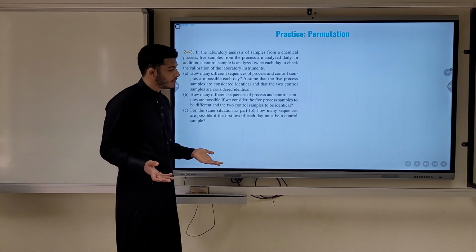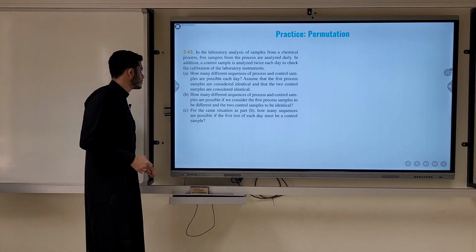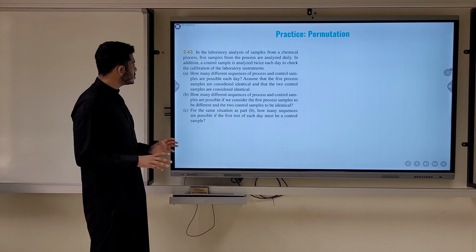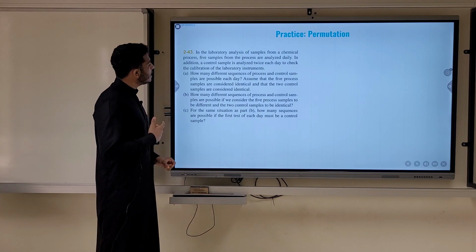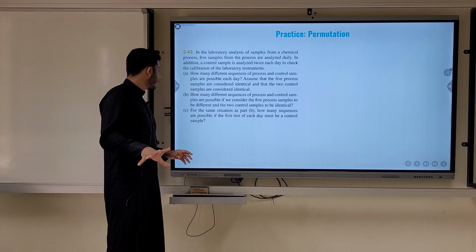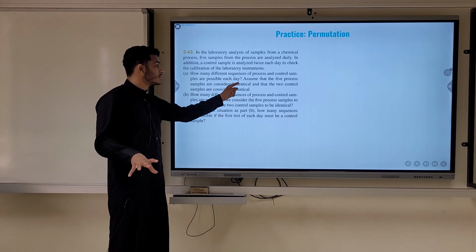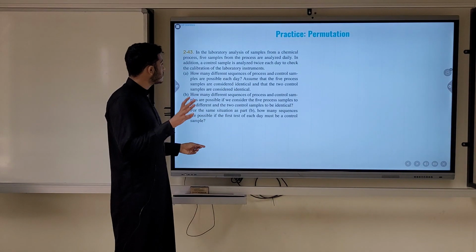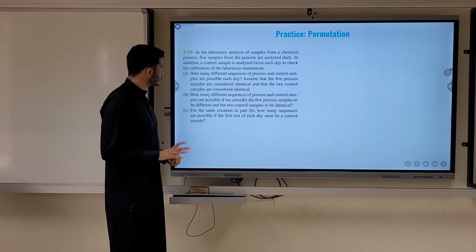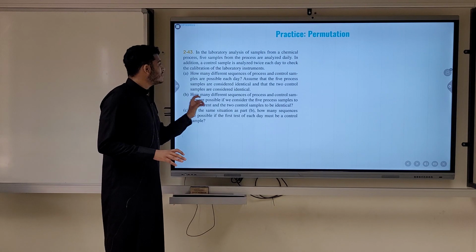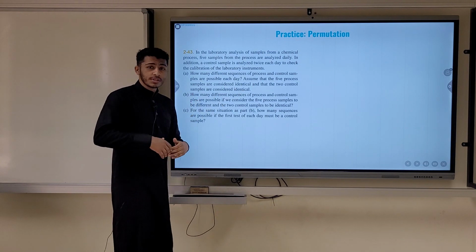Of course, we are going to have a story, and even the questions are stories themselves. So how many different sequences of process and control samples are possible each day? Assume that the 5 process samples are considered to be identical. They gave us the information here that the 5 process samples are identical, and the 2 control samples are also considered identical.